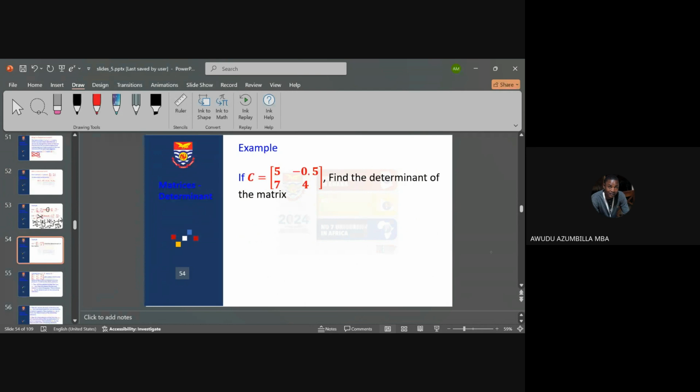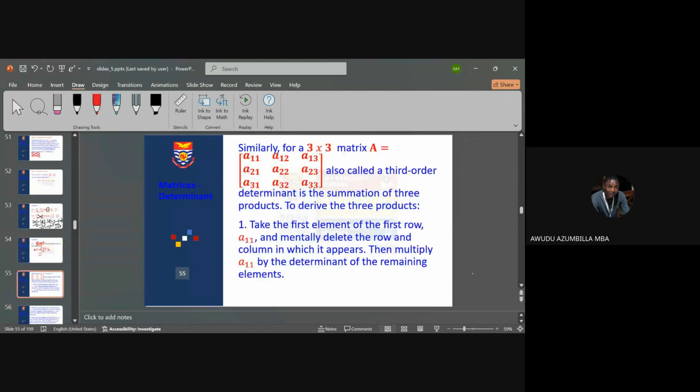What you need to do is just multiply this one. It will give you 20, and you multiply this one, and then this one multiplied by this, I think it's going to give you minus 3.5. And you subtract them and get your determinant. What about the determinant of 3 by 3?